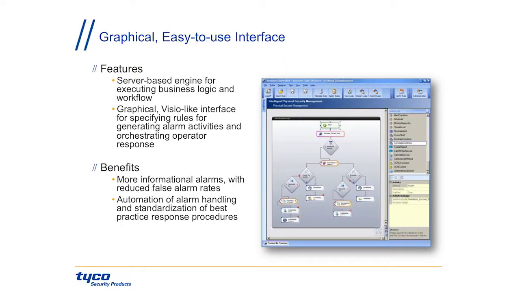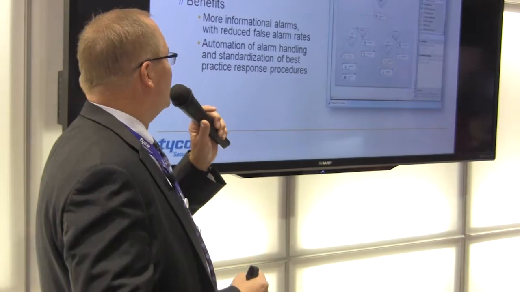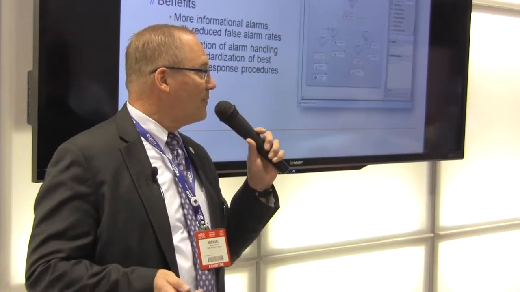Another important feature for a physical security information management system is a graphical interface that makes it very easy to set up your business rules and your operator response logic. So in this case, it's important to have a means of very quickly grabbing elements, dragging them onto a palette, wiring them up, and setting up rules to filter and correlate information coming from different sensors, and to set up the proper response that operators need to take.